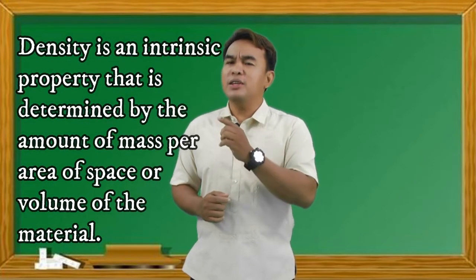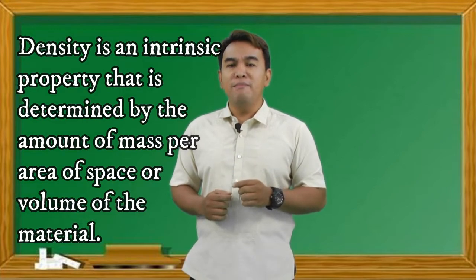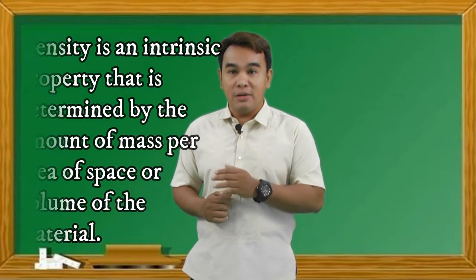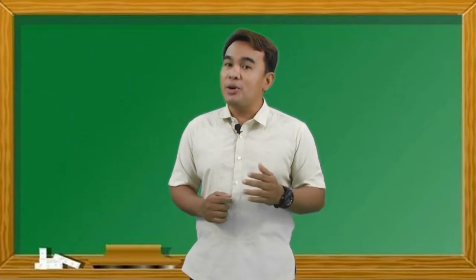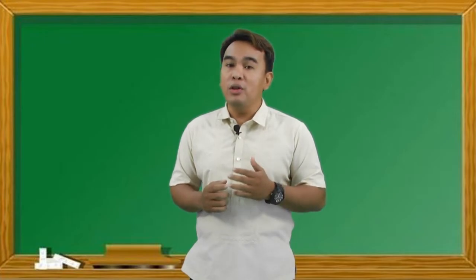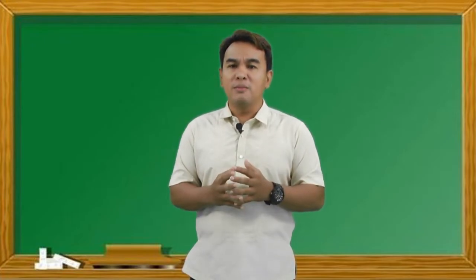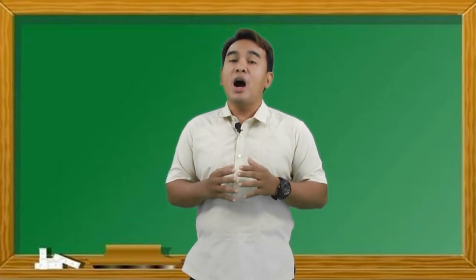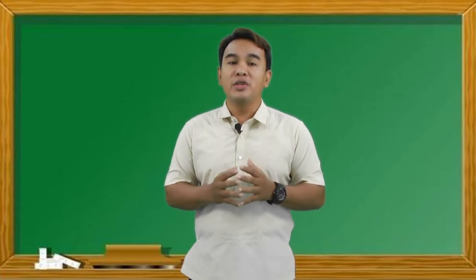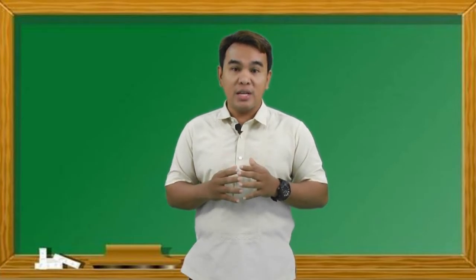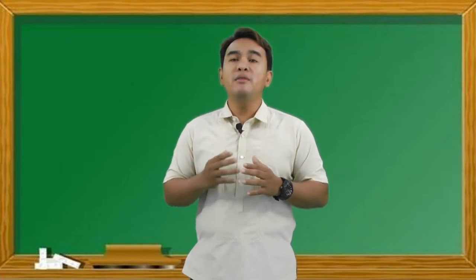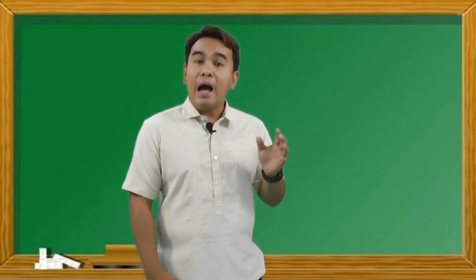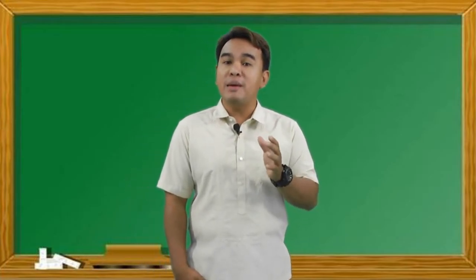Density is an intrinsic property that is determined by the amount of mass per area of space or volume of the material. Denser objects have more mass per volume, and they have more compact atoms and molecules. The neighboring atoms and molecules in denser objects are less responsive to each other's motions and interactions, making the sound wave travel slower. This factor applies when comparing media of the same phase.